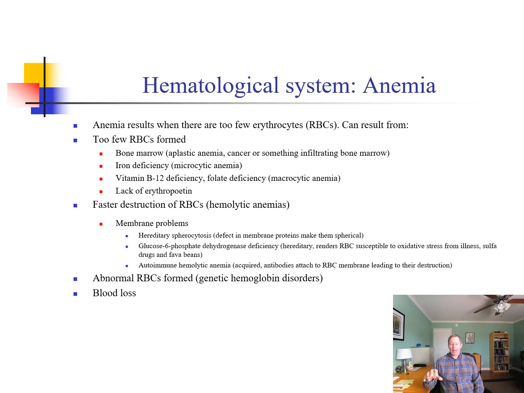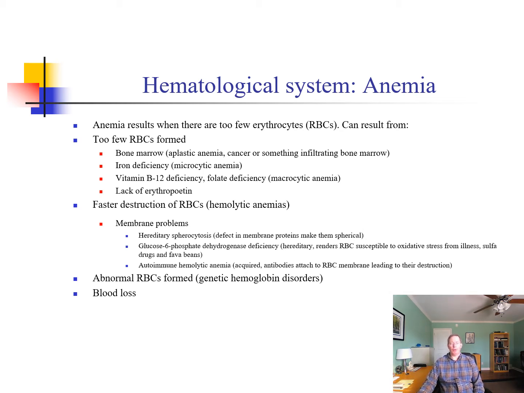Number one, I can form too few erythrocytes. I don't form the red blood cells enough, and therefore I have too little. Number two, I could destroy the red blood cells faster than I'm making them, and those are the hemolytic anemias. I could form erythrocytes, but they're abnormal, and that leads to their premature destruction. Or I could have a fluidic leak and simply bleed the erythrocytes out. So let's talk about them in detail.